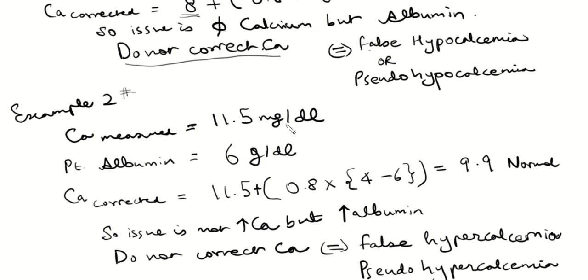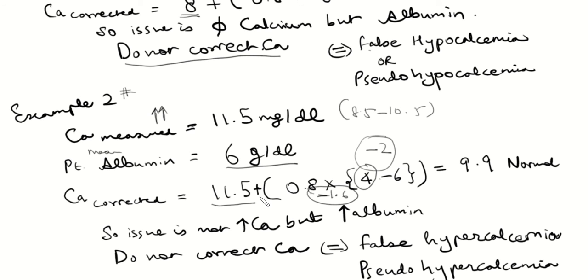Here, the calcium measured is 11.5. Uh-oh, normal is 8.5 to 10.5, so this is high. Now, the patient's measured albumin is 6 grams per deciliter. So let's correct it. Calcium measured, 11.5, plus 0.8 multiplied by, remember, normal albumin is 4, minus 6, the patient's measured albumin. So that's minus 2. What's minus 2 times 0.8? Minus 1.6.